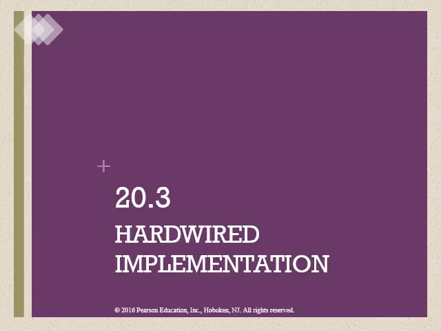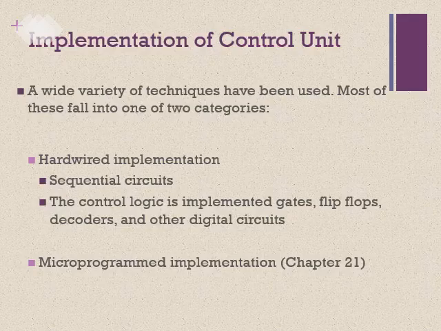We have discussed the control unit in terms of its inputs, outputs, and also functions. Now in 20.3, we are going to discuss control unit implementation. There is a wide variety of techniques that have been used. Most of these fall into one of two categories: hardwired implementation and microprogram implementation, the software one. This one we will discuss in chapter 21. In chapter 20, we are going to look at hardwired implementation.